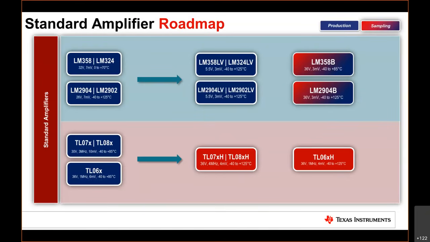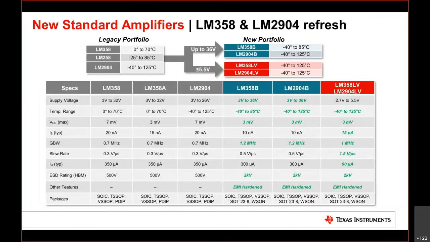And then from the JFET devices, the new H versions utilize that 300 millimeter process and design and process improvements. Here's a side-by-side comparison of the popular LM358 and 2904. So you see the legacy portfolio on the top left, just different temperature grades of a similar design have been refreshed to a 36 volt node and a 5.5 volt node and extended the temperature ranges a bit.